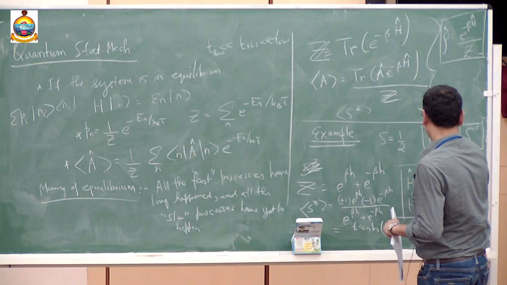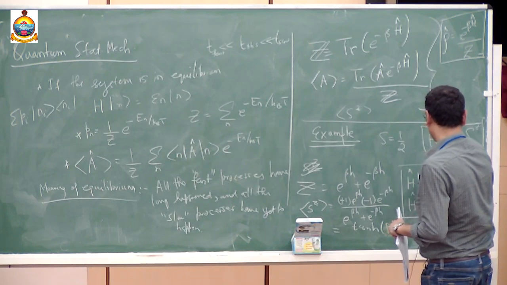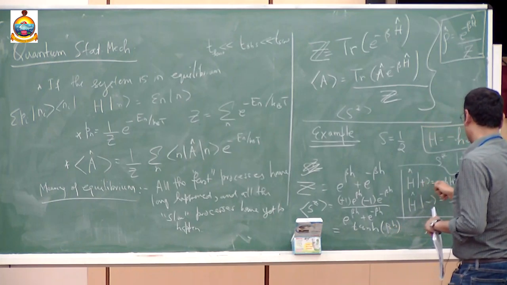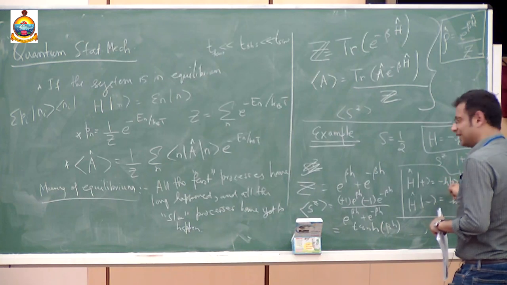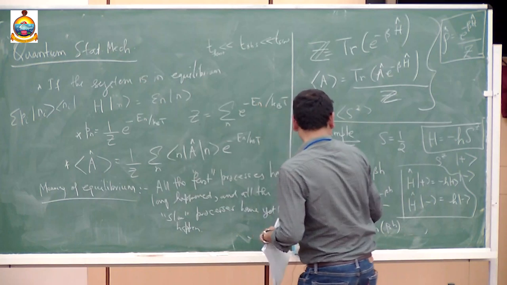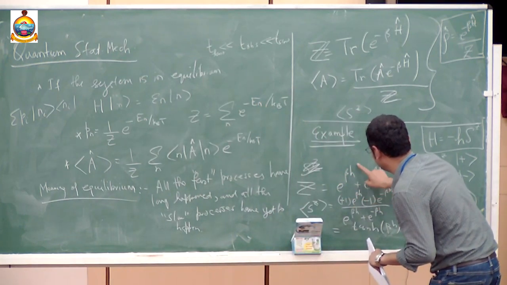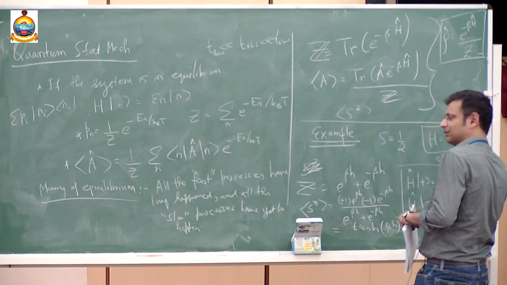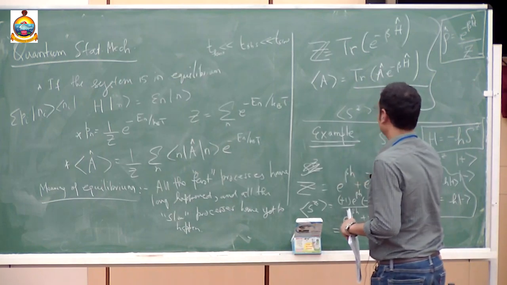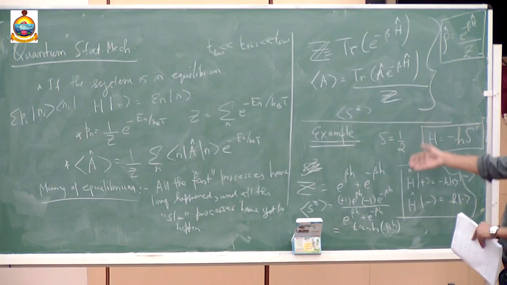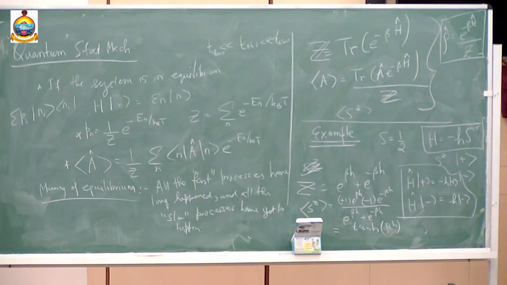So the two energy eigenfunctions are Sz equal to plus 1 and Sz equal to minus 1, if you wish. And for the plus 1, the energy eigenvalue is minus h, right? So then for En, you put minus h, and that's exactly what this term gives you, e to the power plus beta h. And then the next term is due to this, right? And therefore, there are two terms, right? So you just calculate the trace in this basis. That's it. It's a 2x2 matrix, and that's what you get. There's nothing mysterious here, right?